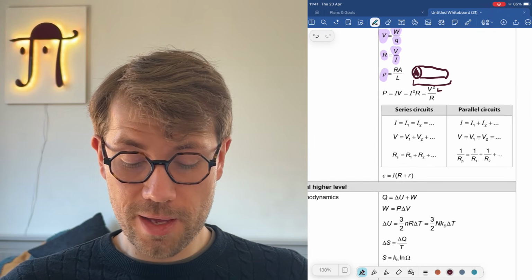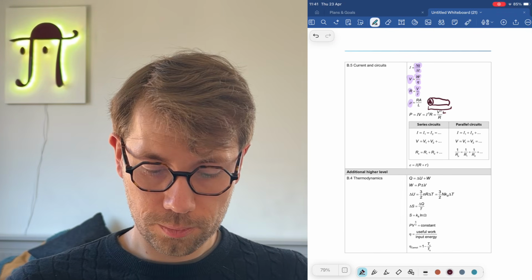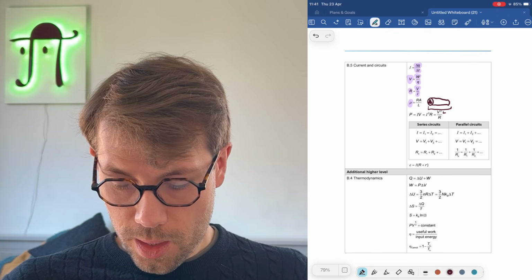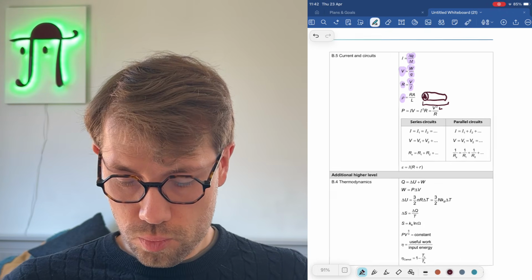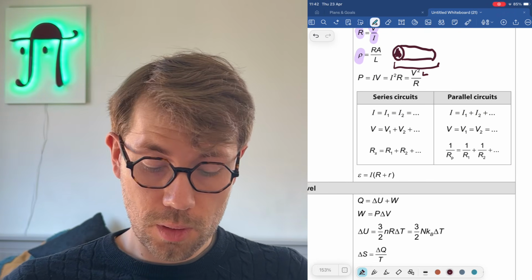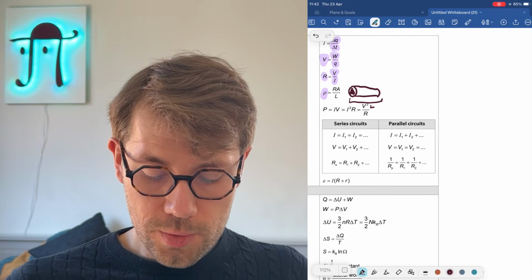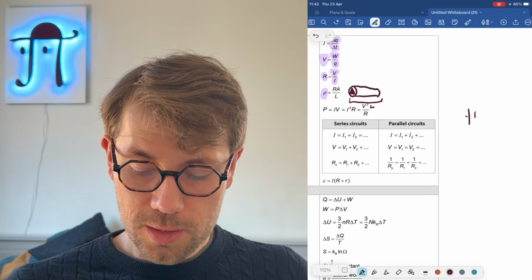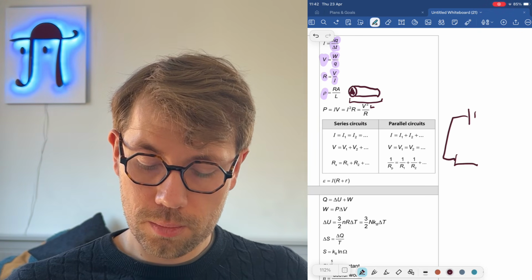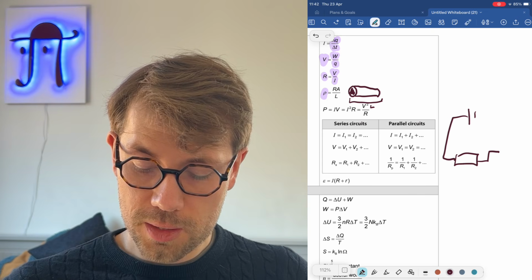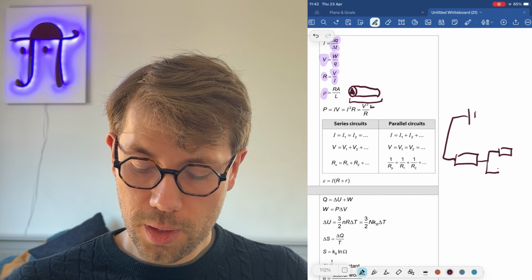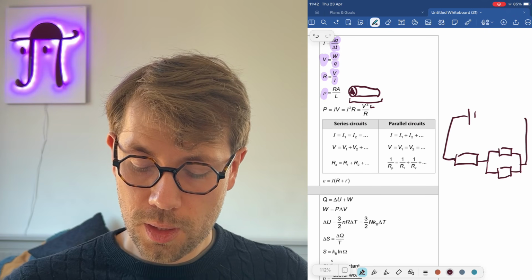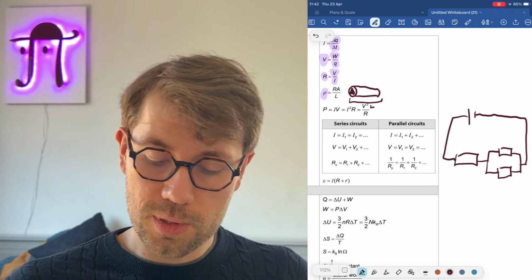Then we've got these series and parallel circuits. It's just what it says on the tin, really. I do have one quick warning for you though, is the IB likes to combine series and parallel. So this type of circuit comes up over and over again. It's probably going to come up in your exam, in one of the two papers at least.